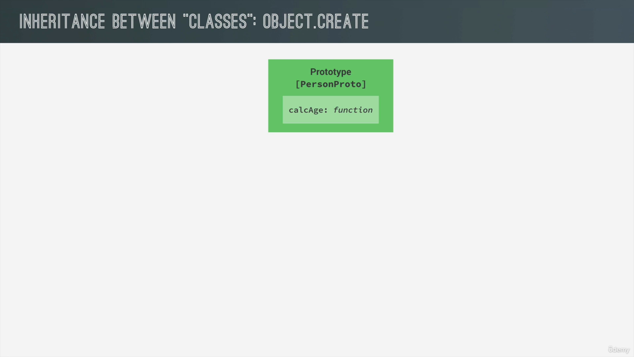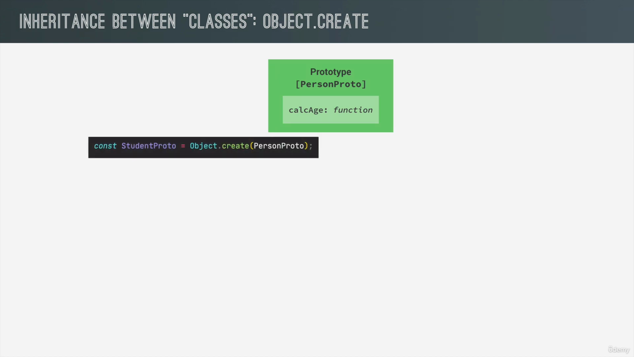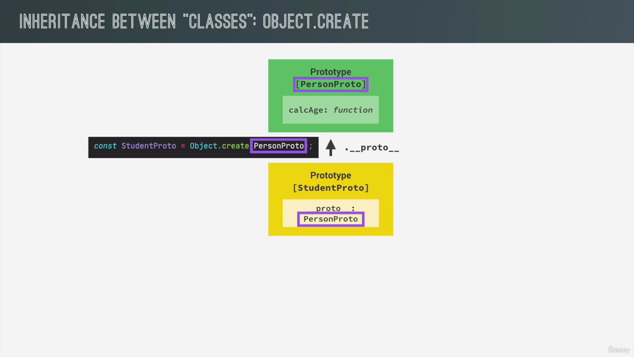So it all starts with the person proto object, which used to be the prototype of all person objects. But now, using Object.create, we make it so that PersonProto will actually become the prototype of StudentProto. And what this does is that now, basically, student inherits from person. And so with this, we already established the parent-child relationship that we were looking for.